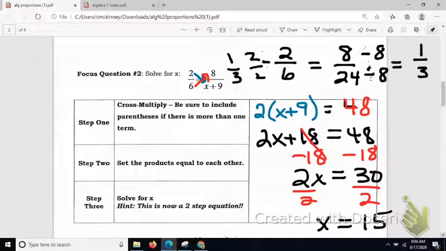So when you cross multiply, you would not necessarily need to write down this step as long as you remember to distribute the 2 times both as you write it down. So we'll try another one.